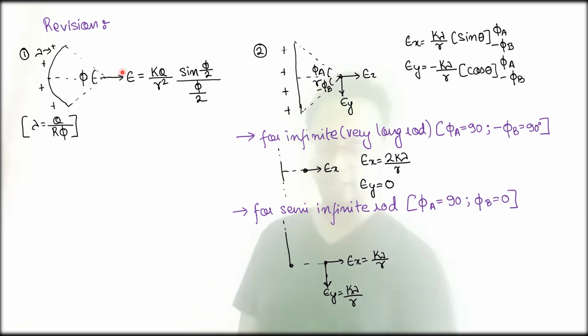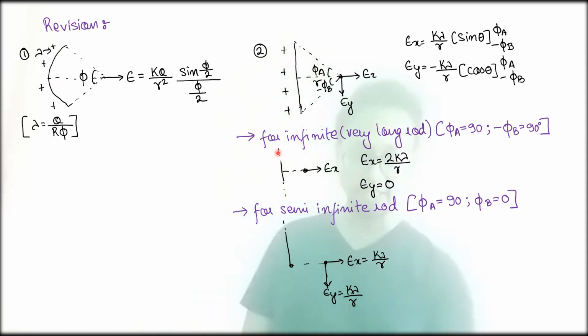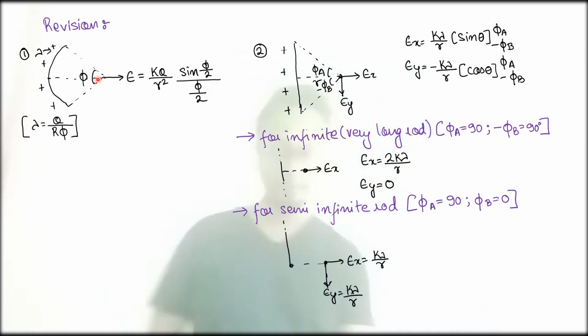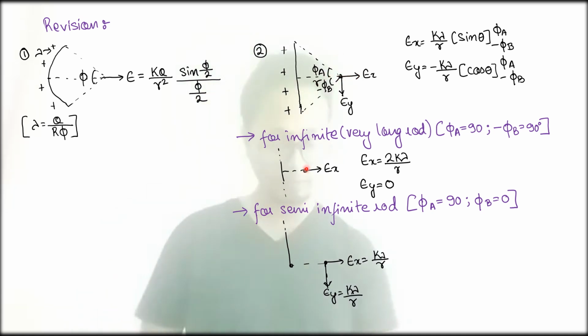The direction of electric field in all of these examples is assumed by assuming the charges out here are positive. If the charges were given as negative, then the electric field would be in the opposite direction. That means this E out here would be in this direction, this Ex would be in this direction, and Ey would be upward.